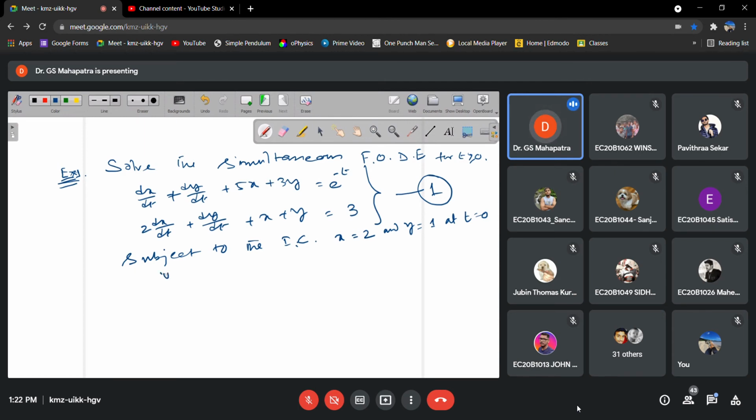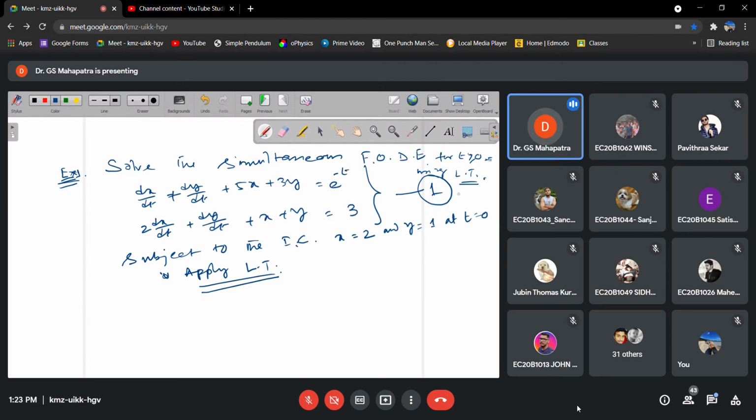Now apply the Laplace transform formula. Solve this one using Laplace transform. Here we will solve the simultaneous ordinary equations using Laplace transform. There is no need to mention it also; you can directly apply the Laplace transform.